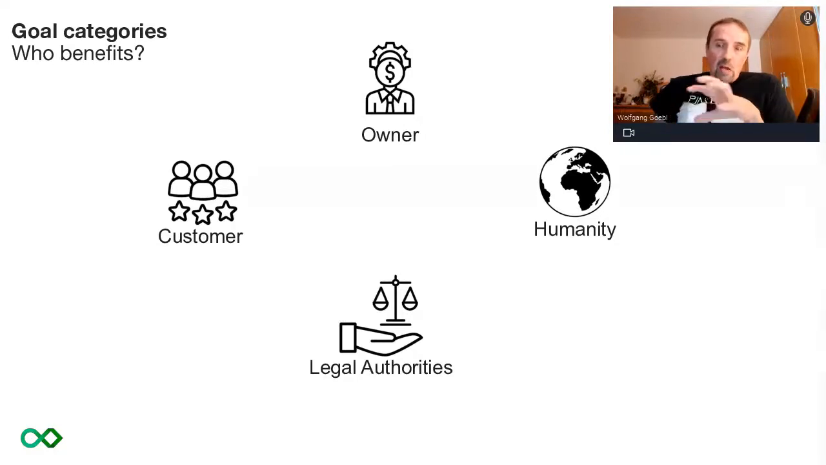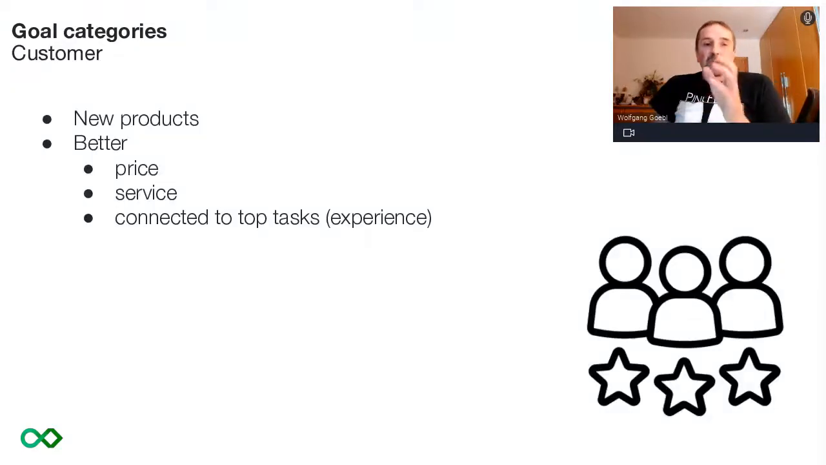And then you can have a look at this portfolio and see, okay, where are we? Is it where we want to be? For example, the goal categories for the customer are very much about new products, better price, better service, better experiences. It's typical to invest some money to achieve goals that create better experiences and better products for your customers. It makes a whole lot of sense to invest in goals to help your customers, depending on your identity.